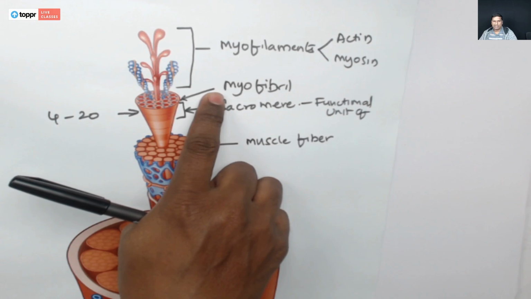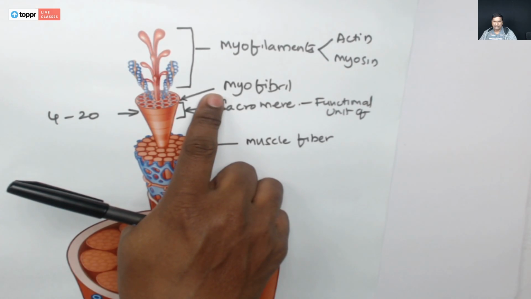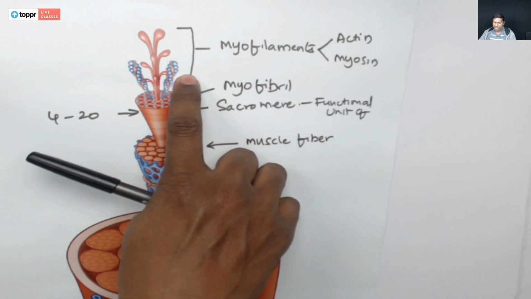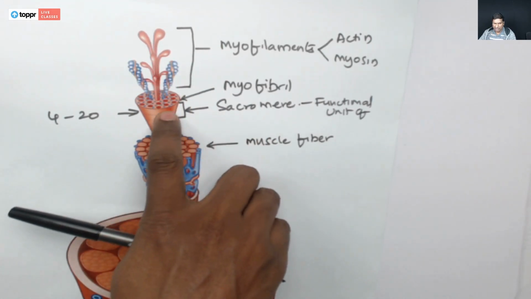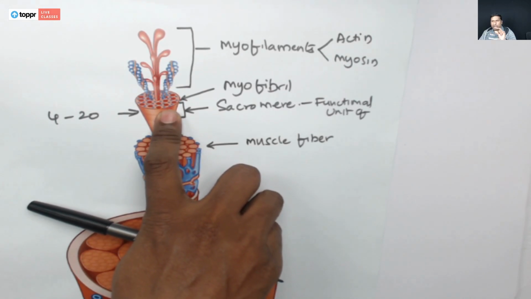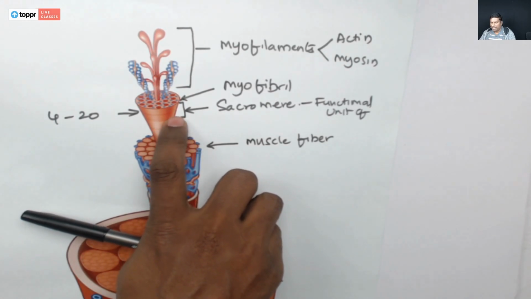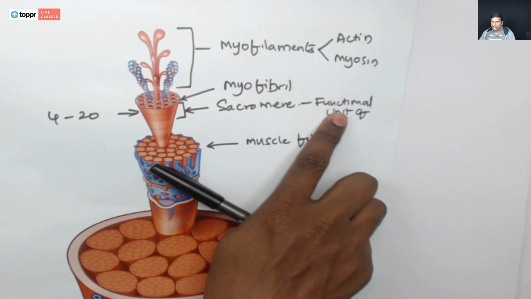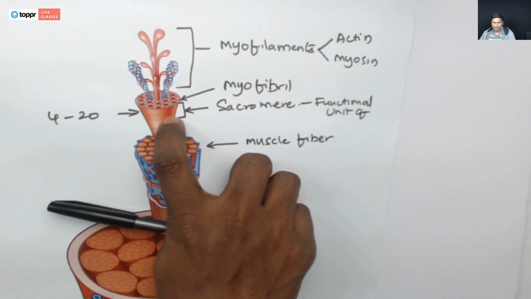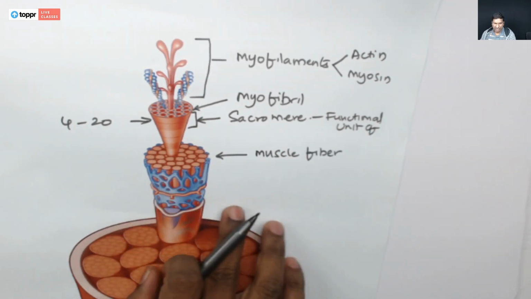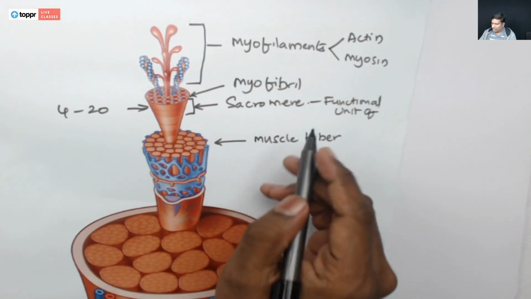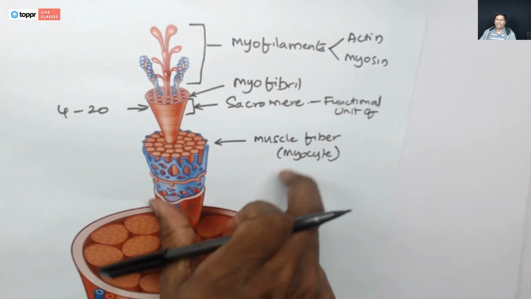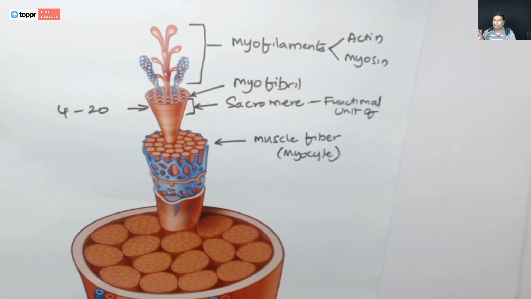And myofibril, you can see this in two different ways. Myofibril is made up of hundreds of myofilaments, and these myofilaments are arranged in units called sarcomeres, and each sarcomere is a functional unit of the muscle. One functional unit is your sarcomere. Now this is your muscle fiber, and this muscle fiber is also called a myocyte or muscle cell. One muscle fiber is one myocyte or muscle cell.